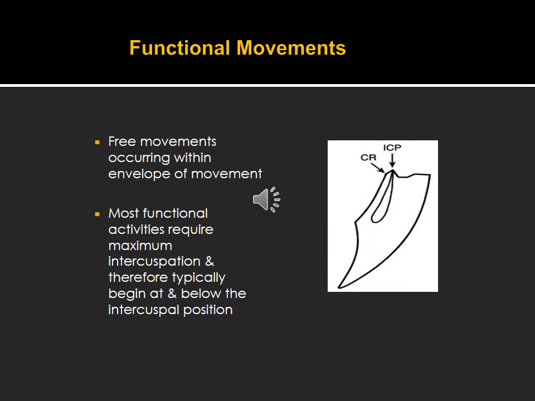This slide shows you the functional movement, and as we said, the functional movements are not border movements, and they are under the effect of a neuromuscular system. In this slide, it is like a tear in the middle, and you can see it starts directly from the intercuspal position.